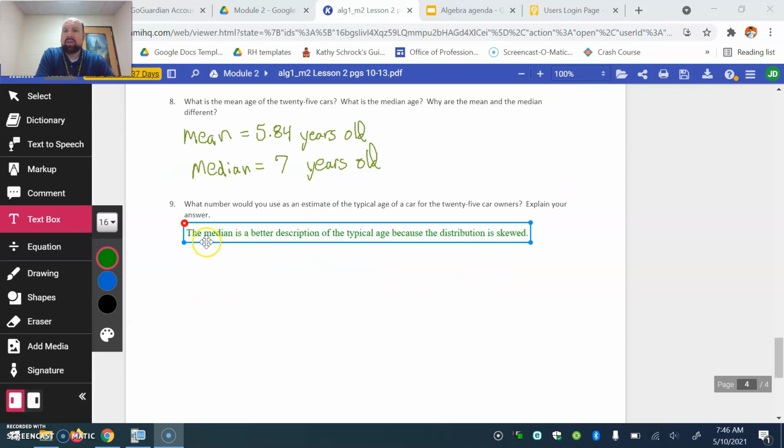And then the last one, the median is a better description of the typical age because the distribution is skewed. So if it's skewed, go with the median. If it is symmetric, go with the mean.